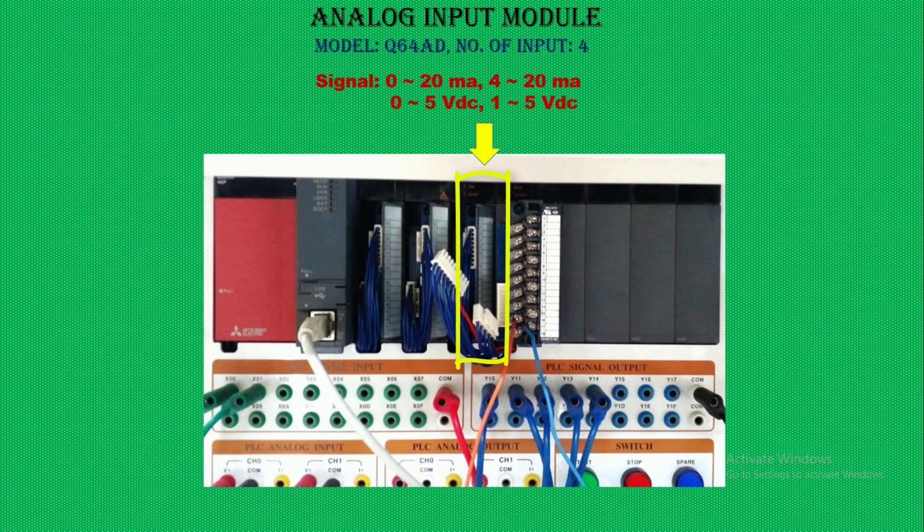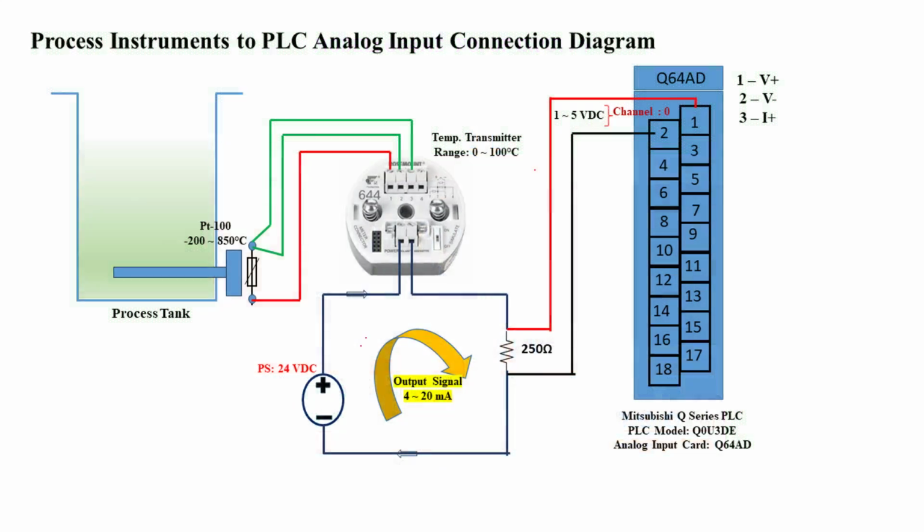Using an arrangement of a temperature sensor, a temperature transmitter and Q series PLC, we will measure the temperature of liquid and monitor this temperature by creating a PLC ladder diagram. Take a look at the circuit diagram for hardware connection of sensor and transmitter with the PLC analog input.